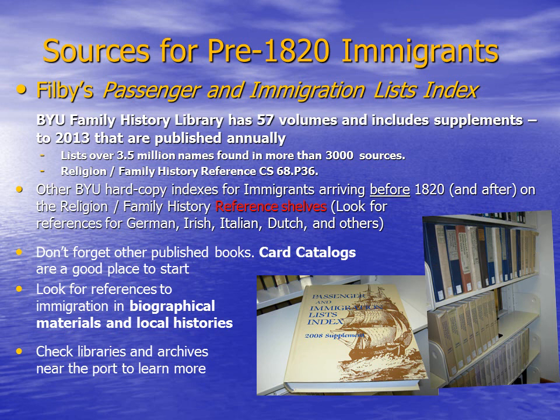There are other hard copy indexes for immigrants arriving before 1820 and after on the religion and family history reference shelves. You can look for references for German, Irish, Italian, Dutch, and others. Don't forget other published books. Card catalogs are a good place to start. Look for references to immigration in biographical materials and local histories. Check libraries and archives near the port to learn more. And check the newspapers near the port as well. Sometimes they contain invaluable information.